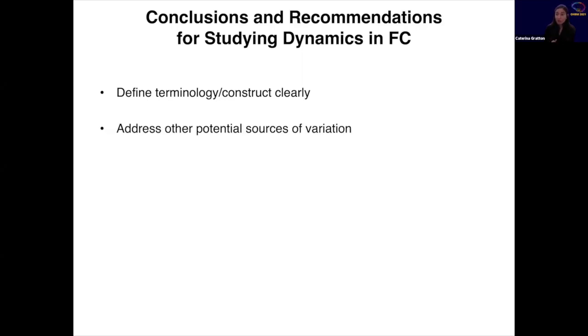Secondly, if we're looking at fast timescales of variation in functional connectivity, it may be important to address other potential sources of variation. This can include sampling variability. I showed you one way to take care of this is with a null model. Raphael has some very nice other null models that can also be used in this domain that he may have talked about earlier.